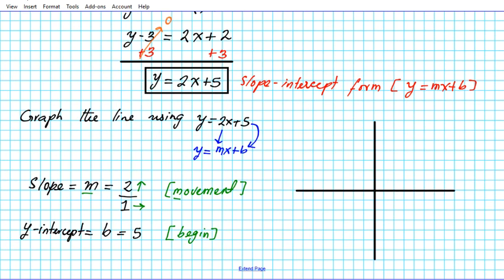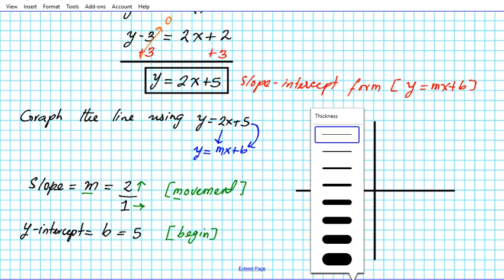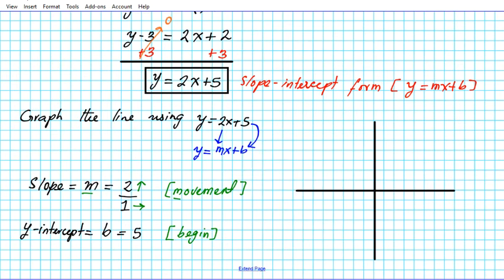Let's start with our y-intercept. That's where you start from. So let me label my axis first. That's my y, that's my x. The y-intercept is 5, so we have 1, 2, 3, 4, 5 right there. So you have that y-intercept graphed, y equals 5.